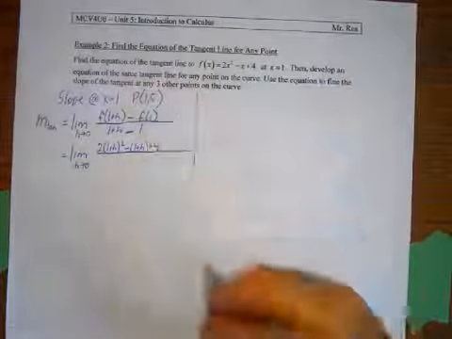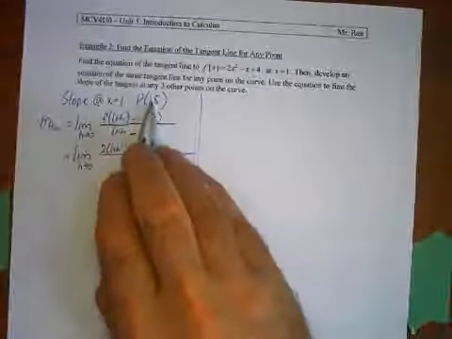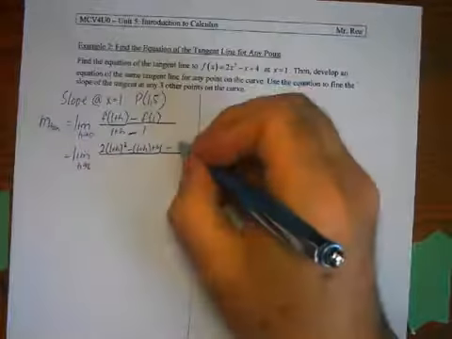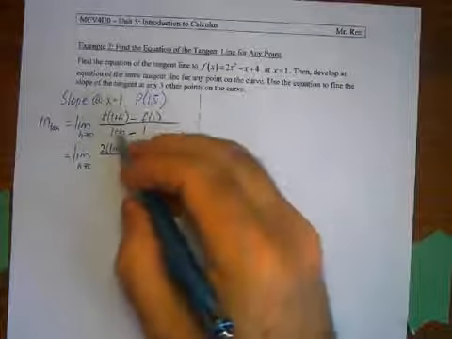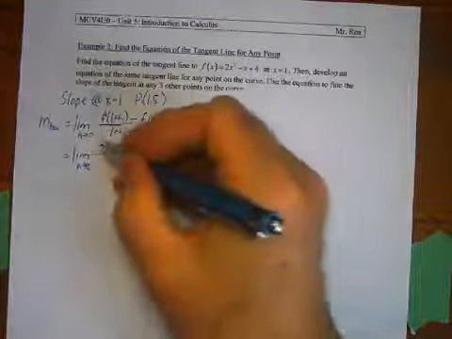And then we subtract f of 1. Now f of 1, that's the y coordinate at that point. That's just subtract 5. Okay, and then the bottom, you can see, well, 1 plus h minus 1. Well, the 1's cancel. We're just left with h. Okay, so now we have a bit of simplifying on the numerator.